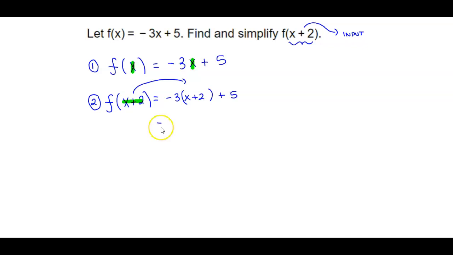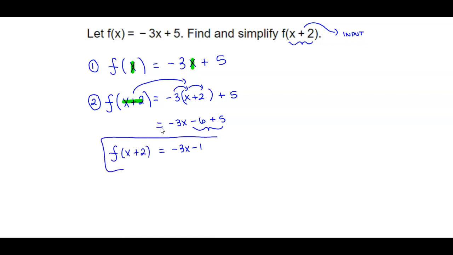And so now what we're going to do is distribute the negative 3 to both of these terms. Negative 3 times x is negative 3x. Negative 3 times 2 is minus 6, and that's plus 5. And now we want to simplify this even further. So this is negative 3x. Negative 6 plus 5 is minus 1. So therefore, f of x plus 2 is going to equal the expression negative 3x minus 1.